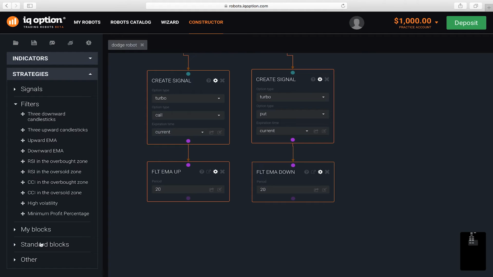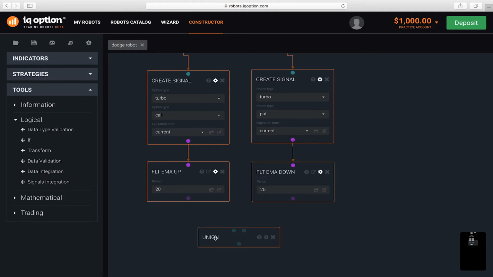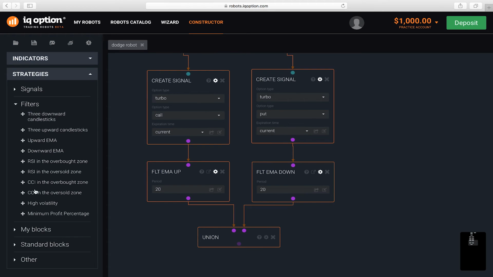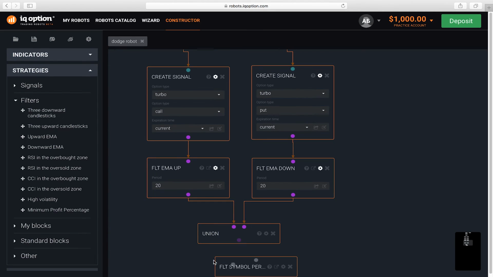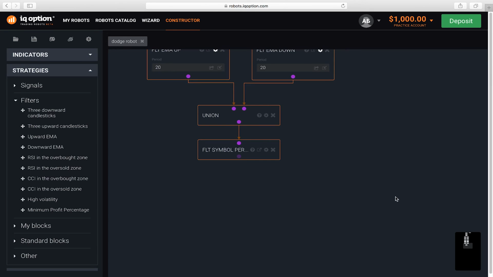Then, use the Union blocks to combine the signals into a single branch. The block is located under Tools, Logical, and it's called Data Integration. Next, you need a block that checks the profit percentage for the asset and only allows data to pass further if this percentage is higher than the value specified in the block. This block is located under Strategies, Filters, and it's called Minimum Profit Percentage. In our case, the profit percentage for the asset that the robot is trading must be higher than 80%.